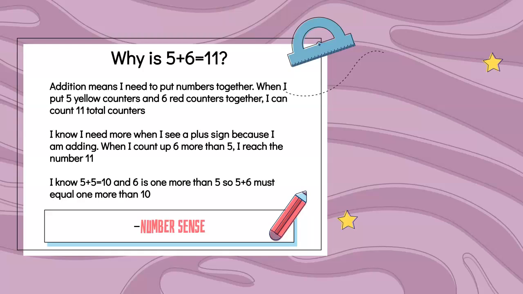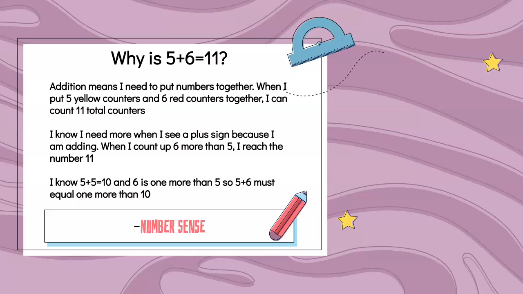I can show that. Another example here, they might say, well, I know when I see a plus sign, that means I'm adding, and so I need more. That plus sign, that adding means more. I know I need to count up to make more. So when I count up 6 more than 5, I reach the number 11. Again, really understanding how they're getting their answer there.